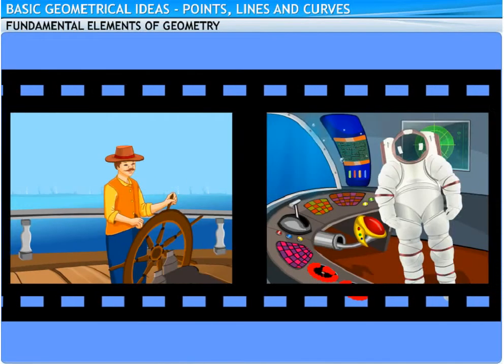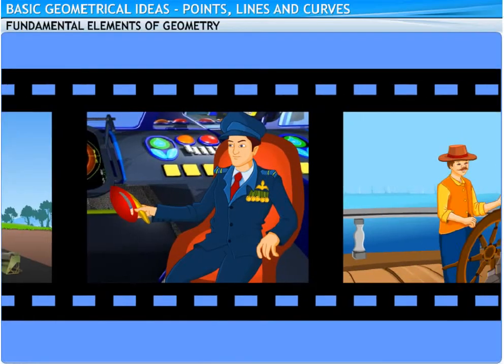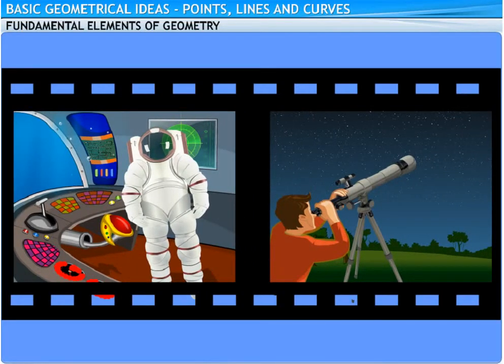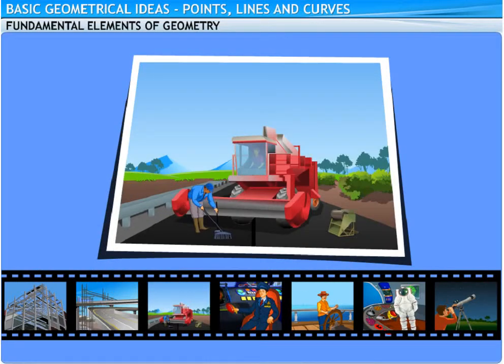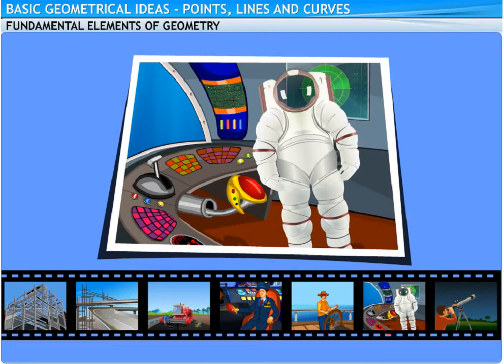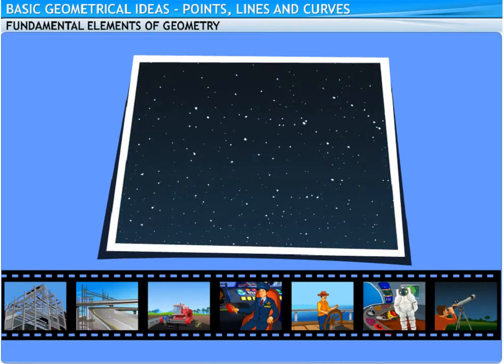Today, almost everything we do in our daily life involves geometry. Geometry is used by architects and engineers to construct buildings, bridges, and roads. Pilots, sailors, and astronauts use the knowledge of geometry to navigate boats, planes, and spaceships. Astronomers use geometry to predict the positions of and distances between celestial bodies.